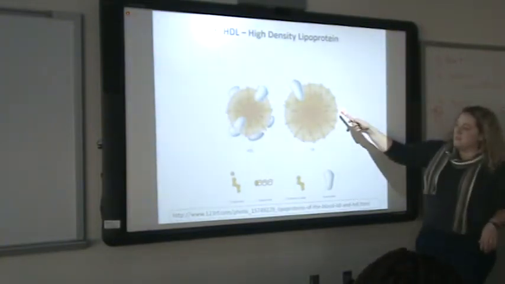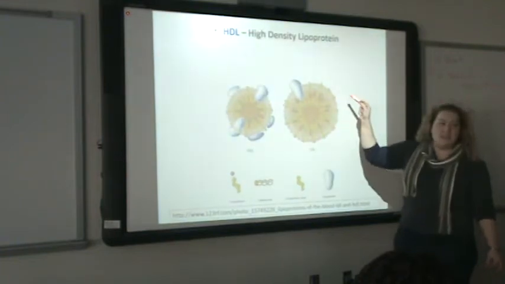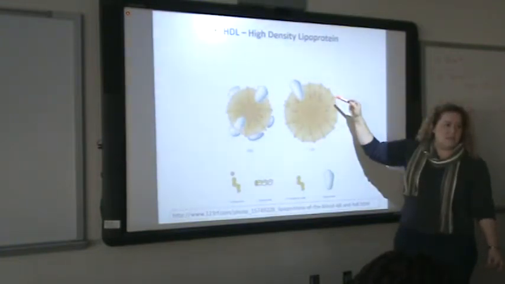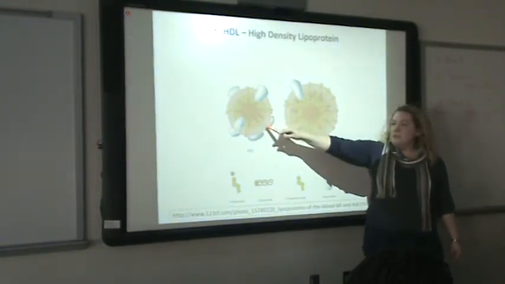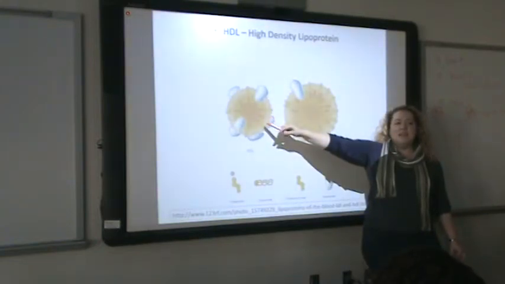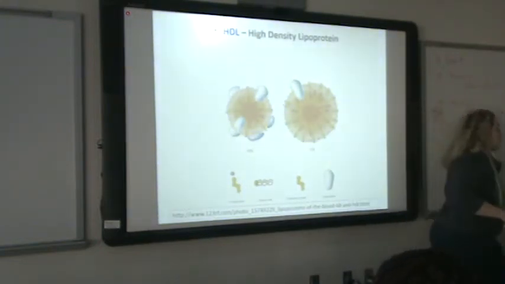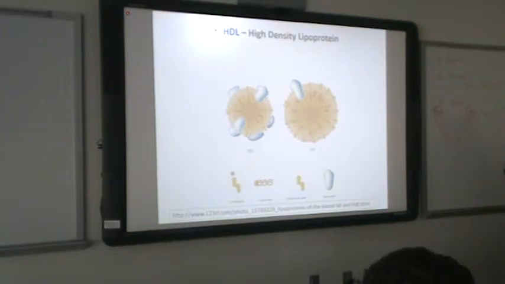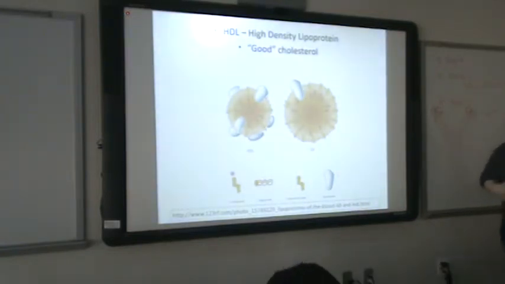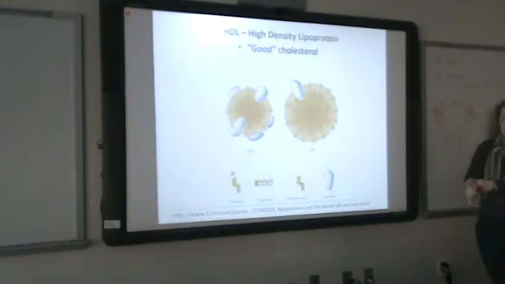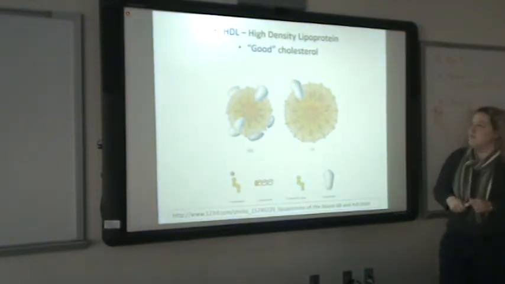One's bigger. What else? The bigger one has less protein and it is less dense. So ironically, the smaller one that has more protein, that's high density lipoprotein, or HDL. People talk about HDL cholesterol. That's the good one. How can you have good and bad? Is that weird? That's the good form.